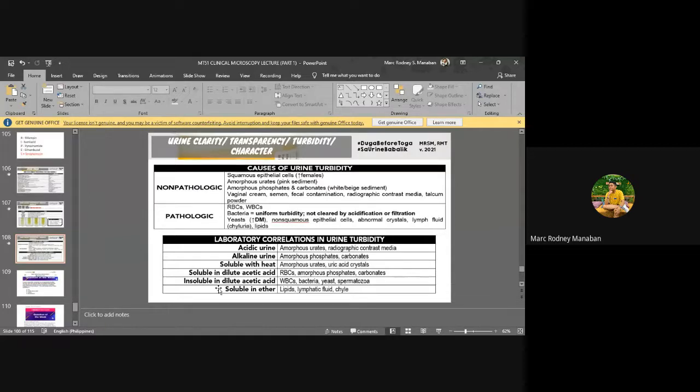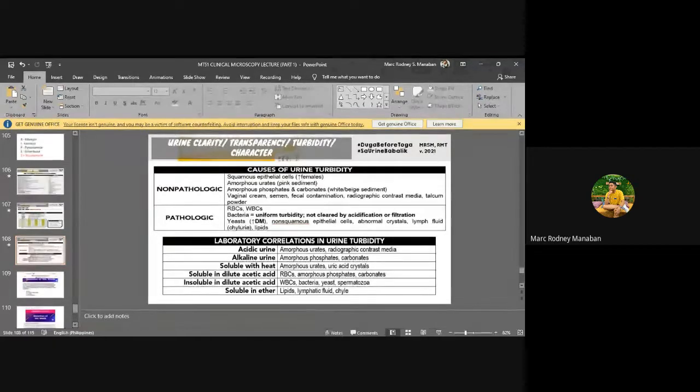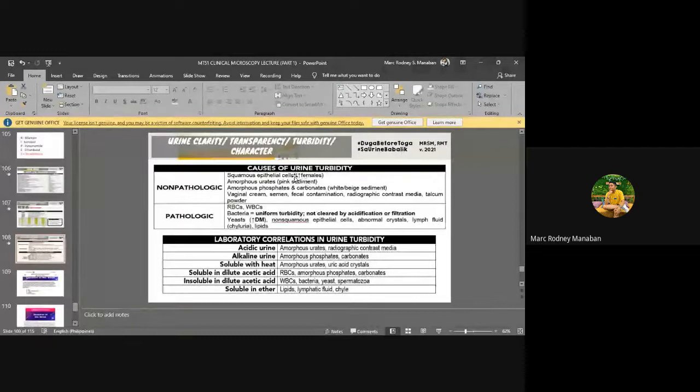Number one, next, you have amorphous urates, all right, which contributes to the pink sediment, right? Uroerythrin. You have amorphous phosphates, which produces a white or beige sediment. And vaginal cream, semen, fecal contamination, radiographic contrast media, and talcum powder. Now, take note, semen, dears, is considered to be a contaminant, or non-pathologic.